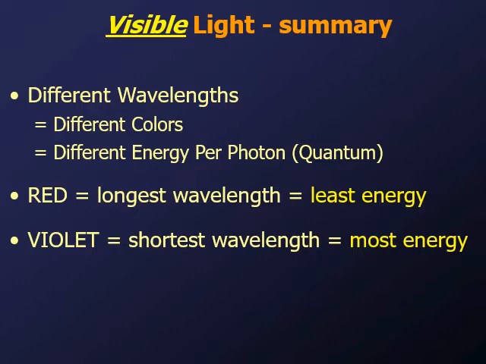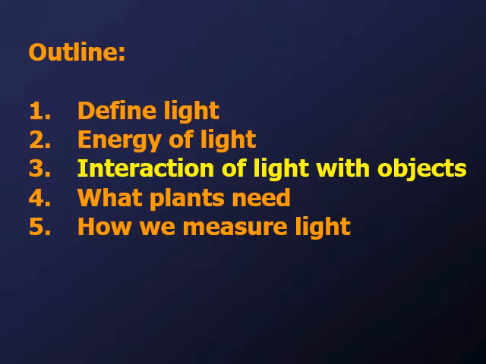So, summarize here. Light comes in different wavelengths, okay? Obviously different colors, and different energies per photon, or what we call quantum. And red, being the longest, is the least energetic, and violet, or blue, is the most energetic in the visible spectrum. So how does it interact with objects? What does that mean for us in the greenhouse context?